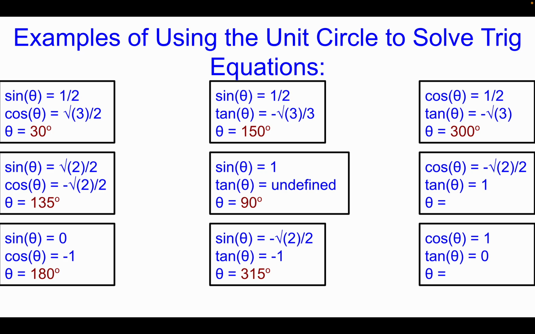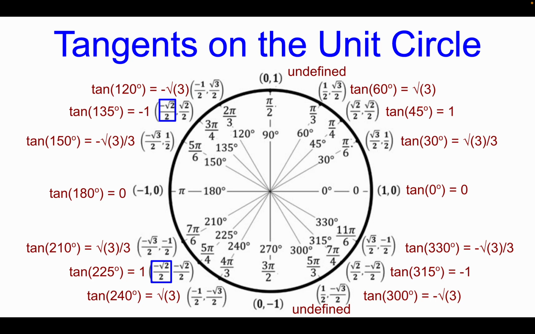Okay. Cosine of theta equals negative square root of 2 over 2. Tangent of theta equals 1. So we're looking for x values of negative root 2 over 2 and tangent values of 1. So here are where the x values are negative root 2 over 2. Here are where the tangent values are 1. And so you can see that we're going to want this degree measure of 225 degrees or 5 pi over 4.